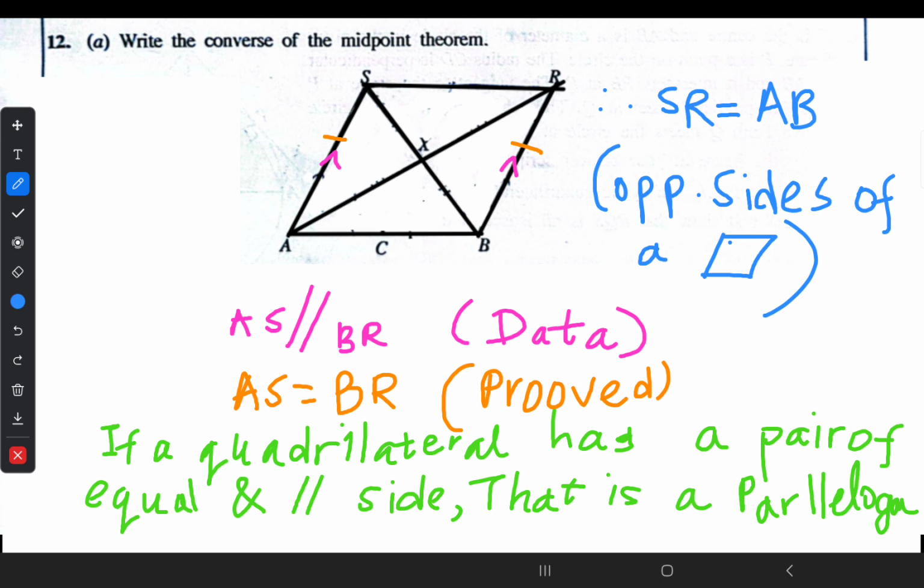To prove this, you will get 3 marks. Not a difficult one, very easy. First, these are parallel. Thereafter, these are equal. So, if a quadrilateral has a pair of equal and parallel sides, that's a parallelogram. Therefore, AB equals SR, opposite sides of a parallelogram. Here, let's write the parallelogram's name: parallelogram ABRS. This is the way you should show the reasons.